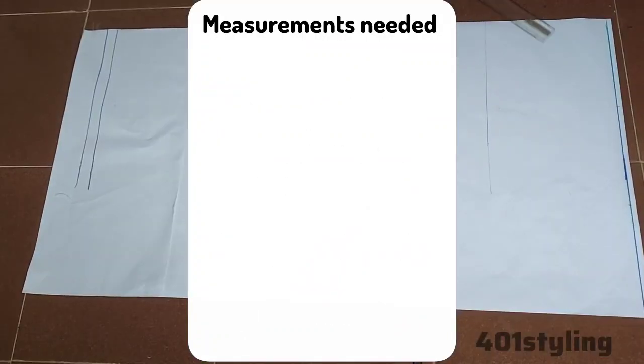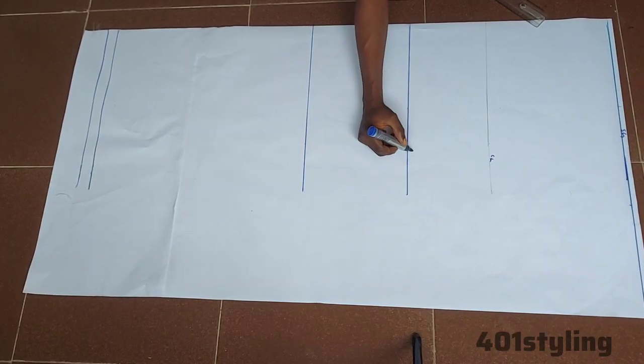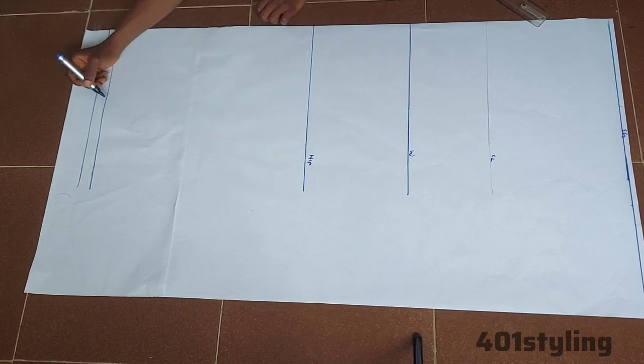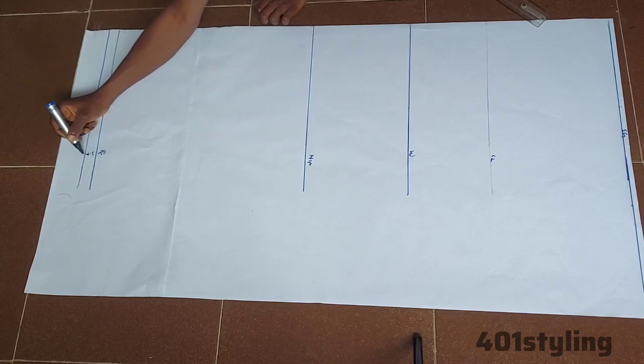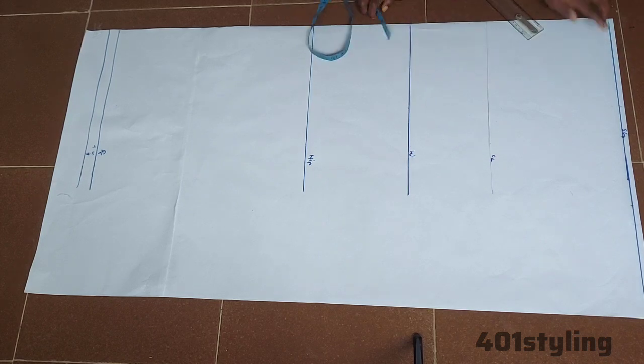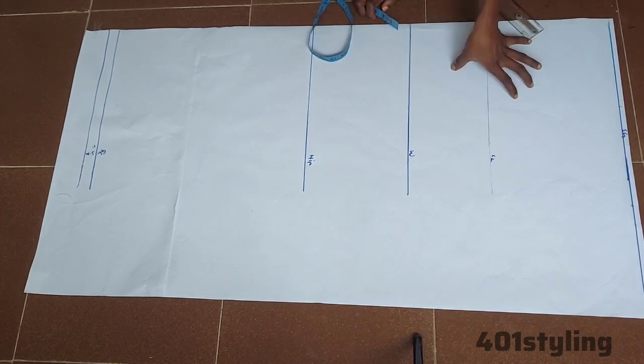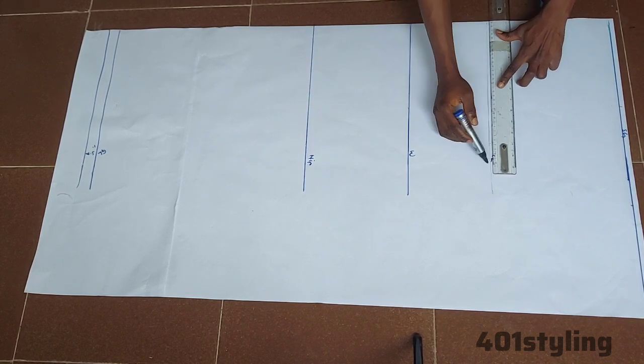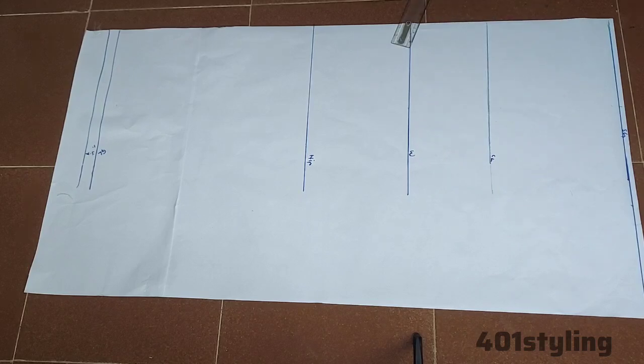So after that, you are going to go ahead and draw your shoulder line, your chest line, your waistline, hip line, and the dress length. Because this is going to be a dress, that's why I have a dress length. If yours is going to be a jacket, a short jacket or a crop jacket, you decide on the length. So I'm going to make the line visible so that you can see better.